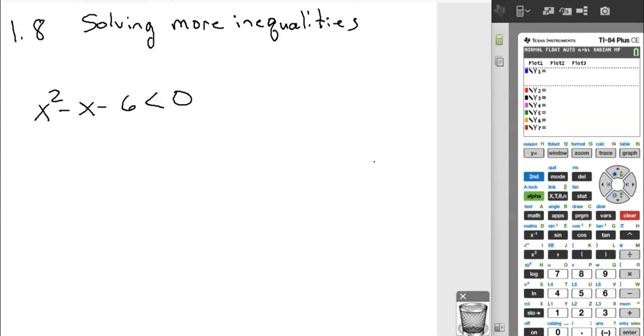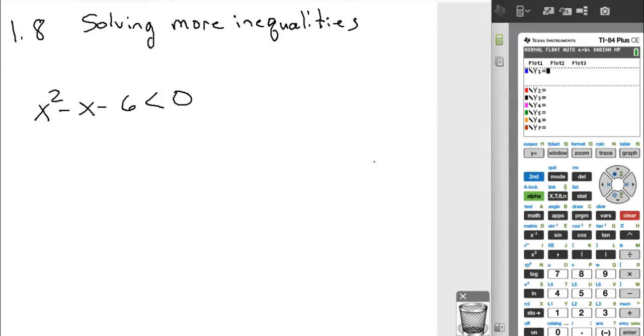This is 1.8, solving different types of inequality stuff you've probably never done before. What we're looking at in here, notice this is a bigger polynomial. This is x squared, or I might have x cubed, or whatever the polynomial is. And notice it's an inequality where I want to know where x squared minus x minus 6 is less than 0.